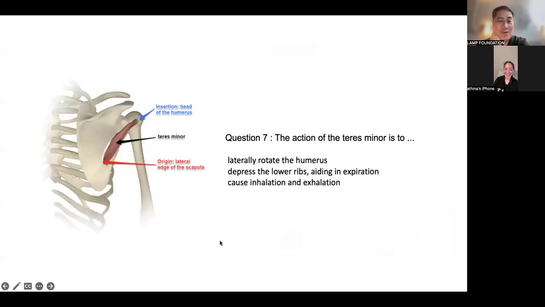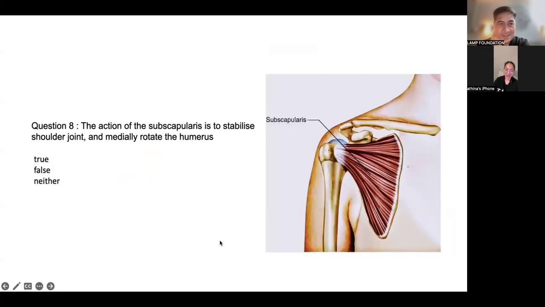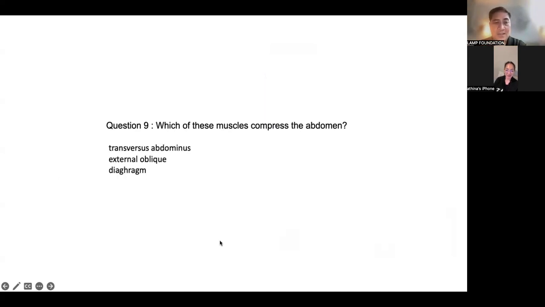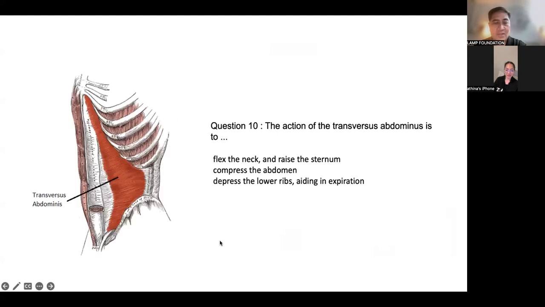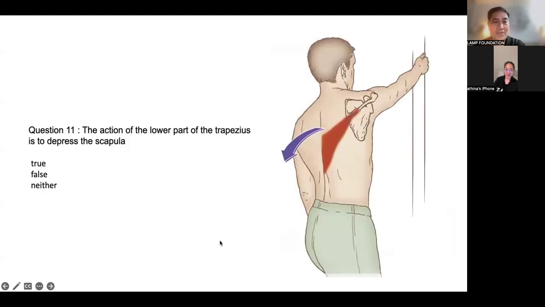The action of the teres minor is to laterally rotate the humerus. The action of the subscapularis is to stabilize the shoulder joint and medially rotate the humerus. True or false? True. Which of these muscles compress the abdomen? The transversus abdominis. The action of the transversus abdominis is to compress the abdomen. The action of the lower part of the trapezius is to depress the scapula.